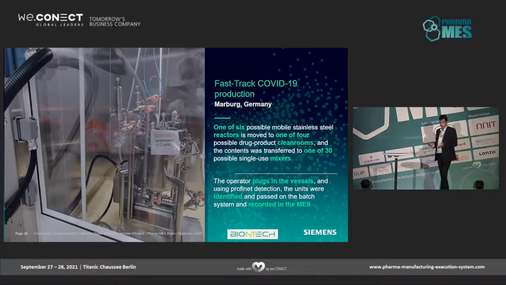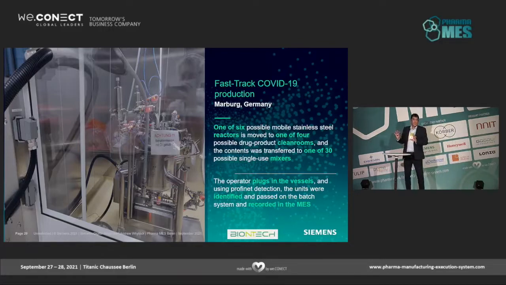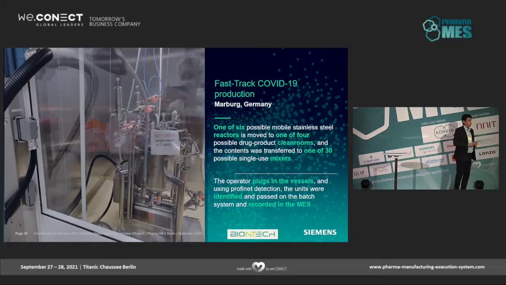So maybe make it even clearer. This is an example of plug and play, of a fast-track COVID production for a company in Marburg. So BioNTech took over that plant last November from Novartis. They've refitted it, and one of the parts of that has been the bioreactors. Perhaps it's a little bit tenuous in terms of the MES part here, to be fair, but what is a classic MES challenge? I really like this passage from the guy who did the project. One of 6 reactors is moved to one of 4 possible clean rooms, and the contents is transferred to one of 30 possible single-use mixers. Classic MES. How do I manage all those different choices? How do I know where the reactor's been put, in which room, and where that material has been put?